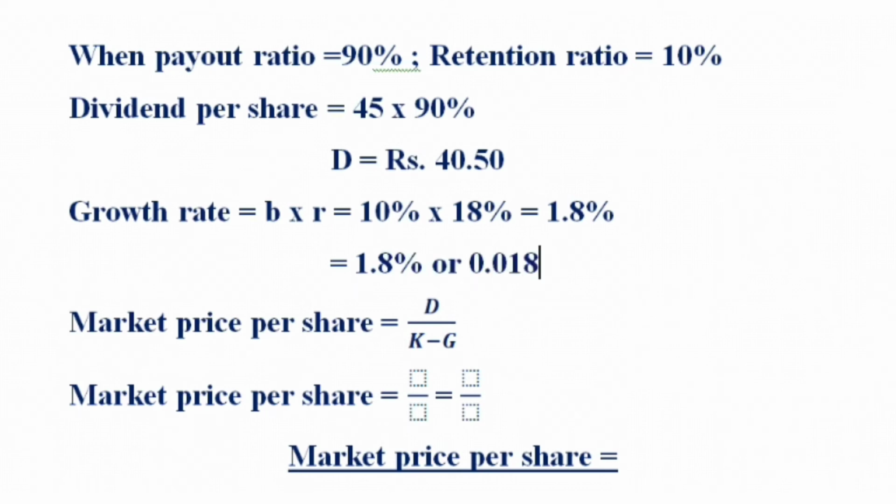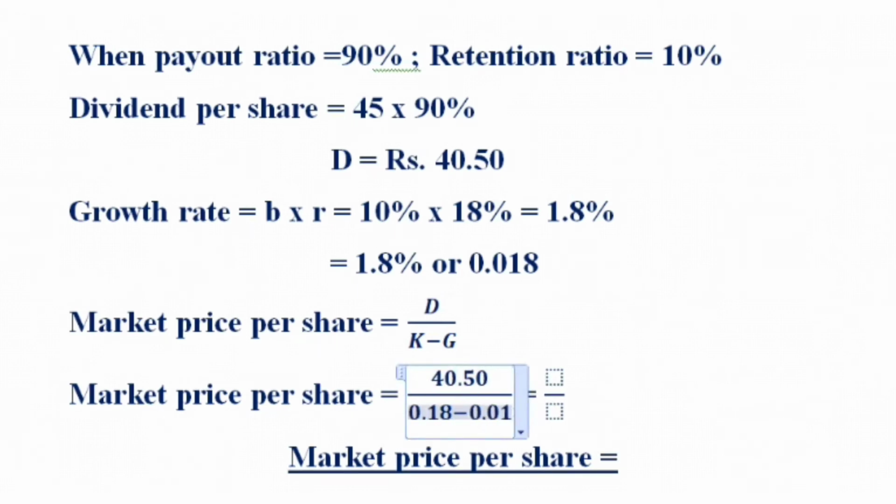Please carefully divide it. Sometimes we put 0.18. It is not right. So if you have a calculator, divide 1.8 by 100, then put it. Otherwise you make a mistake. So 1.8% means 0.018.